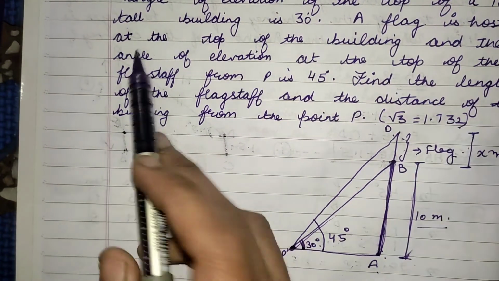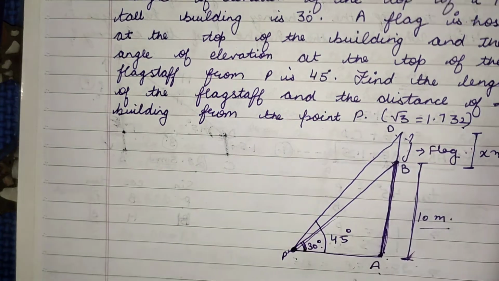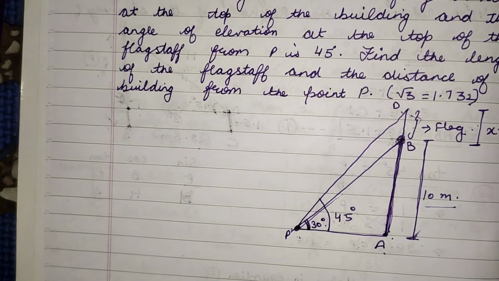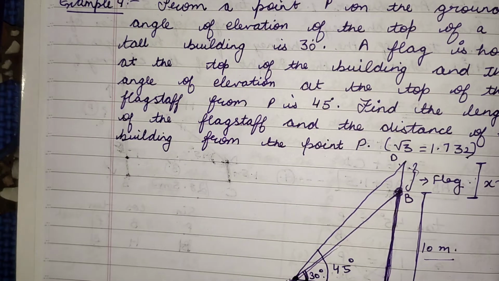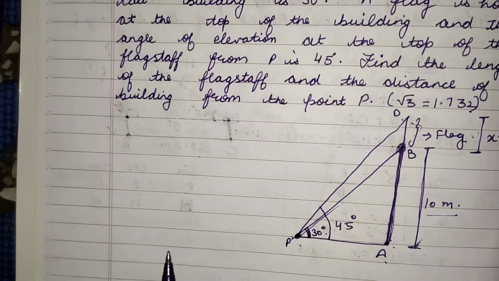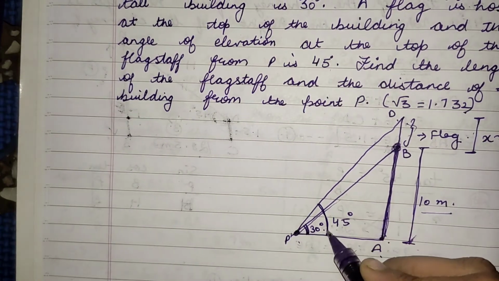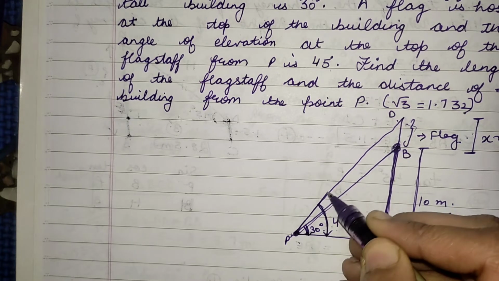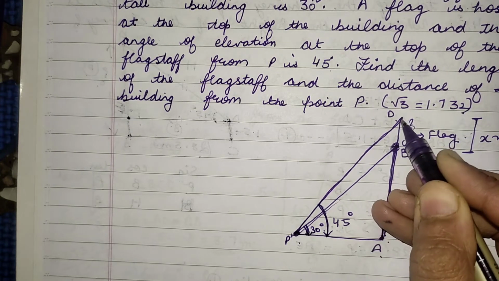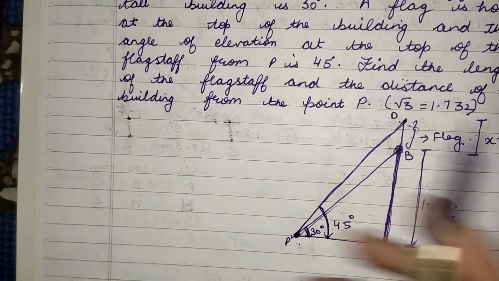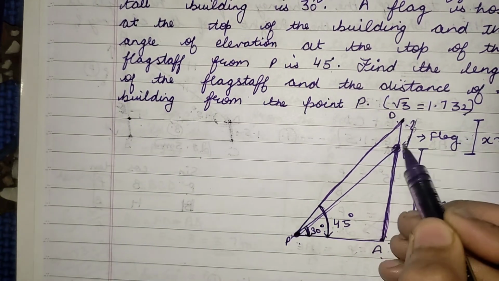A flag is hoisted at the top of the building B, and the angle of elevation at the top of the flagstaff from point P is 45. So this time this angle is given to you equal to 45, the angle which is formed at the top of the flag. Then find the length of the flagstaff. You have to find out this length.